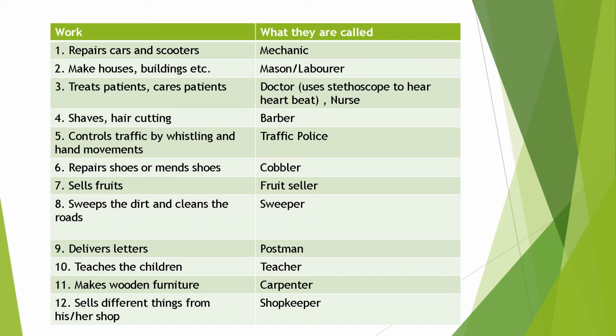Shaves and cuts hair: barber. Controls traffic by whistling and hand movements. Traffic police used to do this. Repairs shoes or men's shoes. It is a cobbler. Sells fruits. Fruit seller used to sell fruits.